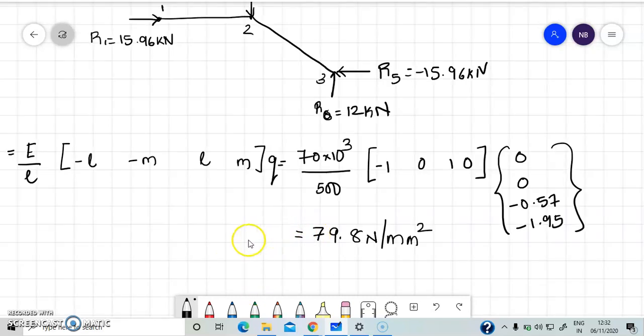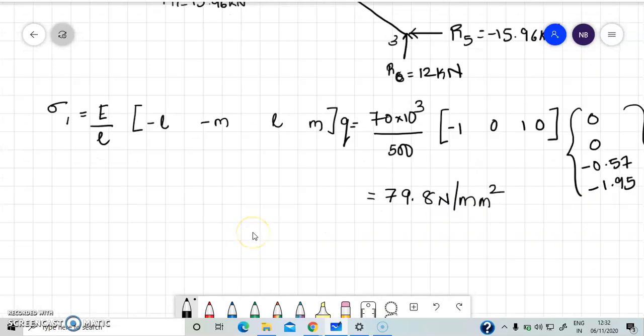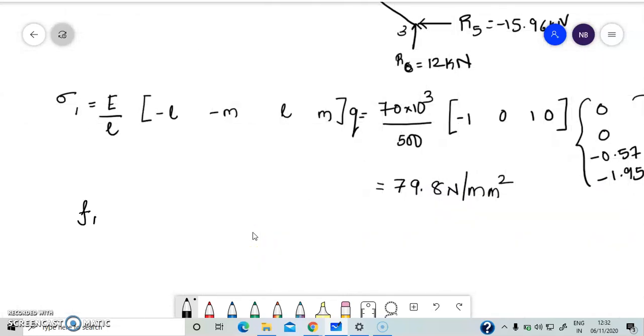Now, to find the force in member 1, okay, so we can say this is the internal force in member 1. We know that the force can be given by the stress into the area. So it is 79.8 multiplied by area, which is 200 mm square. So that is 15960 Newton.